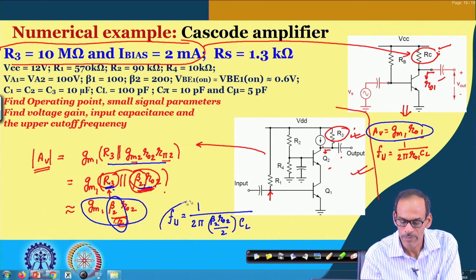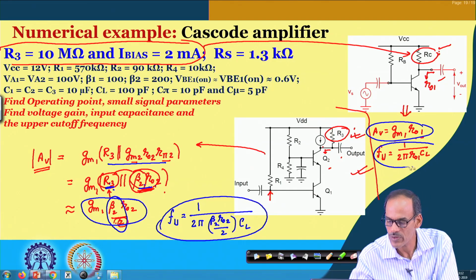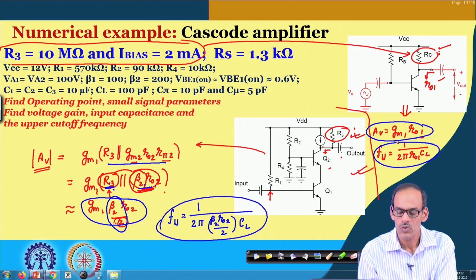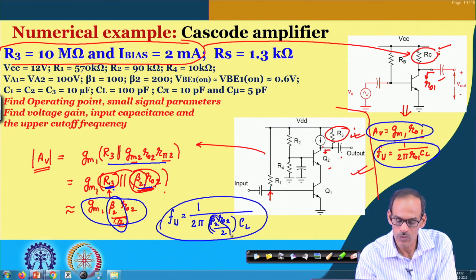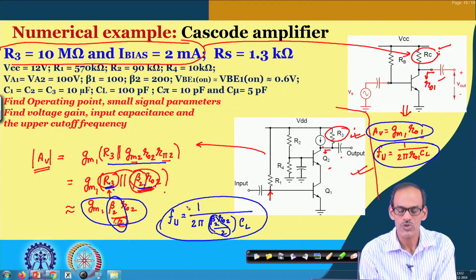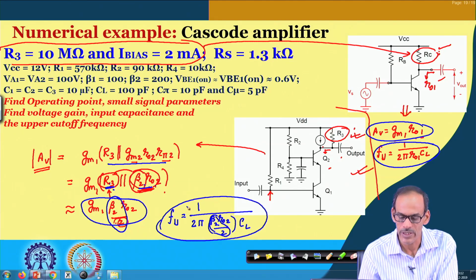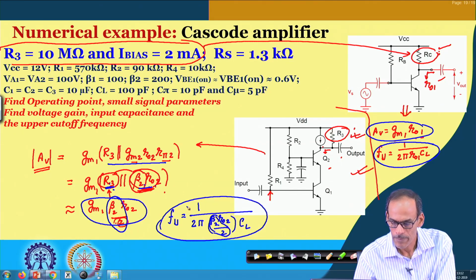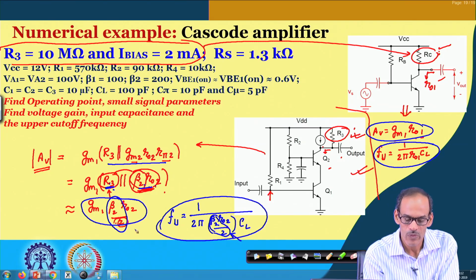Now, again if I compare the upper cutoff frequency here and the upper cutoff frequency here, you can see that the difference here is beta by 2, but in this case the cascode circuit has worse performance than the CE amplifier. And the degradation here, of course, is by the same factor by which the gain got increased.